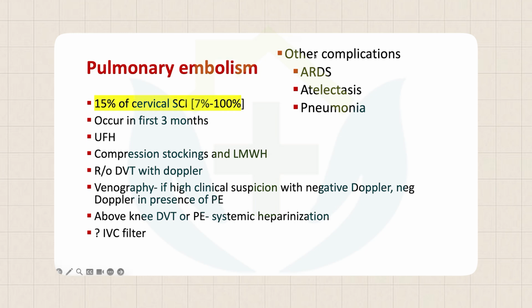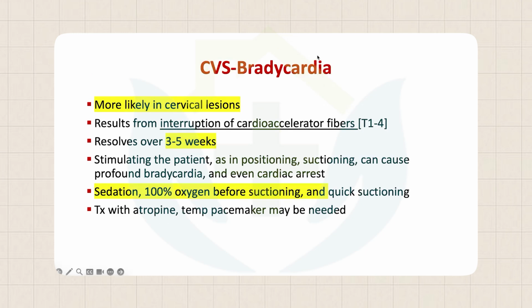Other than that, you can have other trauma-related complications. Now, coming again to reiterate the importance of cardiovascular findings, these patients can have severe bradycardia because of the loss of cardioaccelerator fibers, which are from T1 to T4. These recover by 3 to 5 weeks, only to give way to something known as ADR, autonomic dysreflexia, which we'll discuss later on.